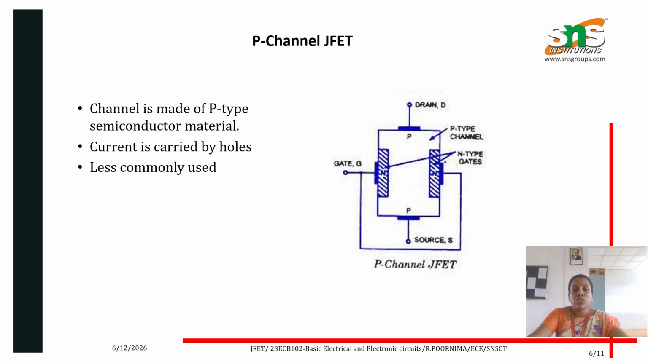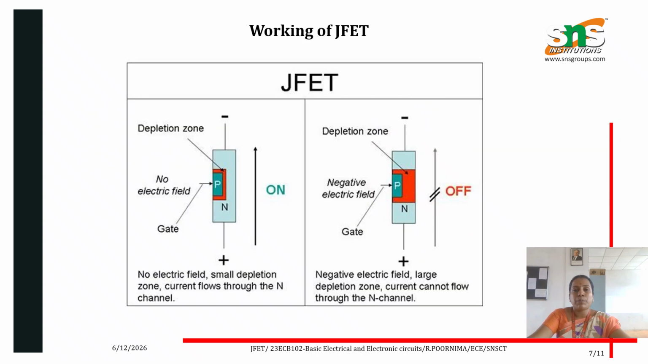And in P-channel JFET, the channel is made up of P-type semiconductor material and the gate terminal is connected to the N-type semiconductor. Drain and source are connected to the P-type channel.